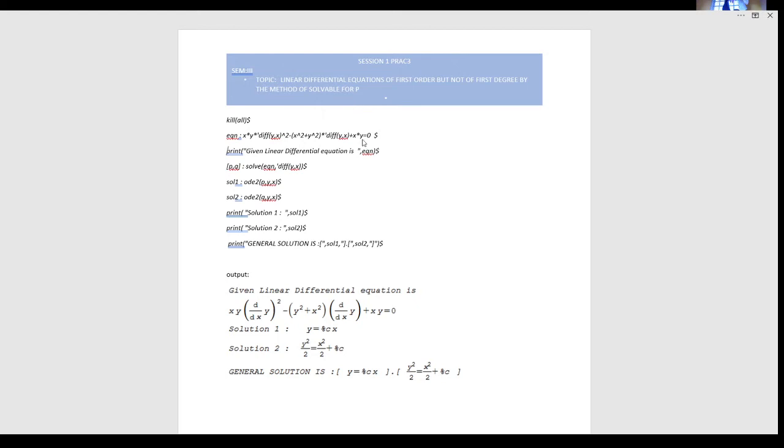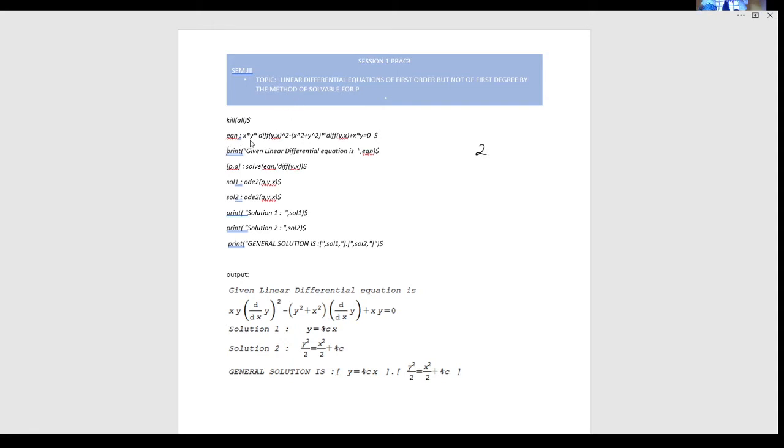So in solvable for P, we get two solutions, and combining those two solutions, we get the general solution of the given differential equation. So look here, kill all. We use kill all to clear the output screen of the previous program, so it displays only the present program. Right? So I have taken an equation to solve by the method of solvable for P.